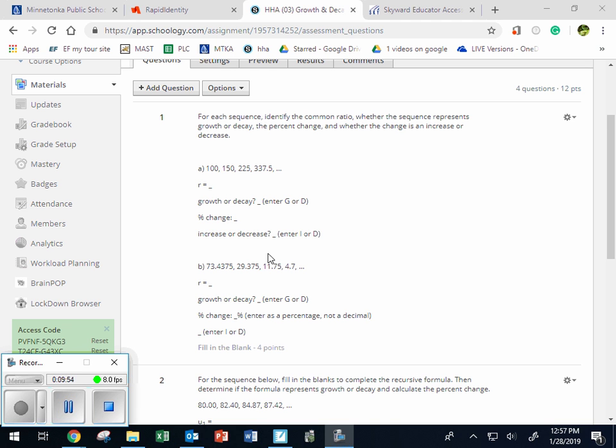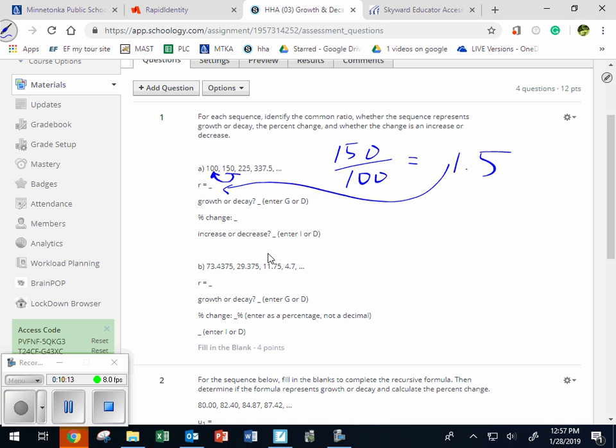All right, so on this one, hint, it's always the second one divided by the first one. 150 divided by 100. 1.5 is your common ratio, your R. Is that growth or decay? I can tell by the fact that it's 1 plus 0.5 that that is growth of 50%. Growth of, don't put 0.5, it's a percent. 50% growth.